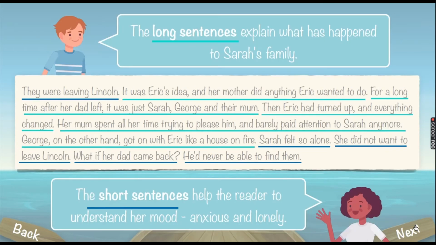Again, if we look at this one here, we've got short sentences, which help the reader to understand the mood, that anxiousness, that loneliness. They were leaving Lincoln. Sarah felt alone. She did not want to leave Lincoln. What if her dad came back? He'd never be able to find them. That really does create that mood. Whereas long sentences really start to give us more explanation of what is going on. So you should really be mixing these sentences up.